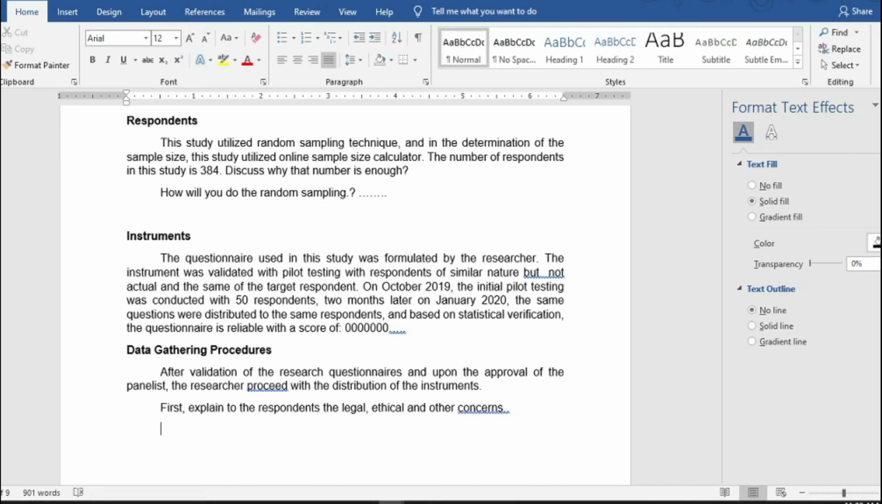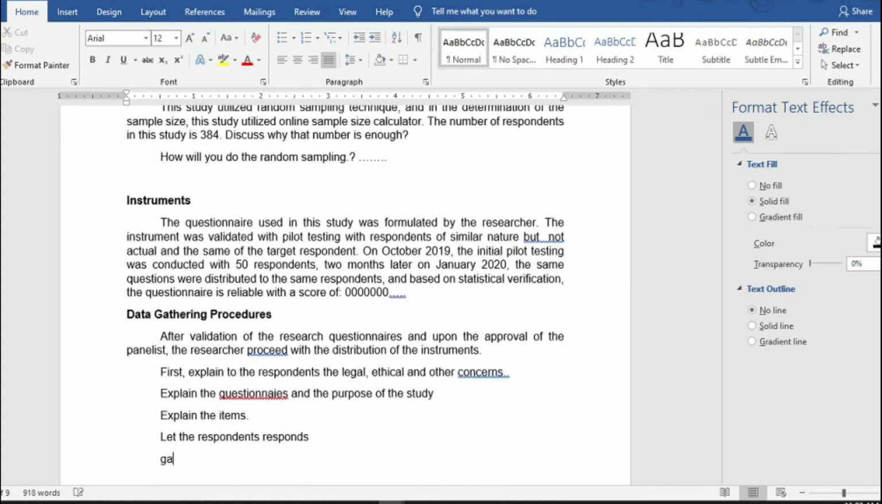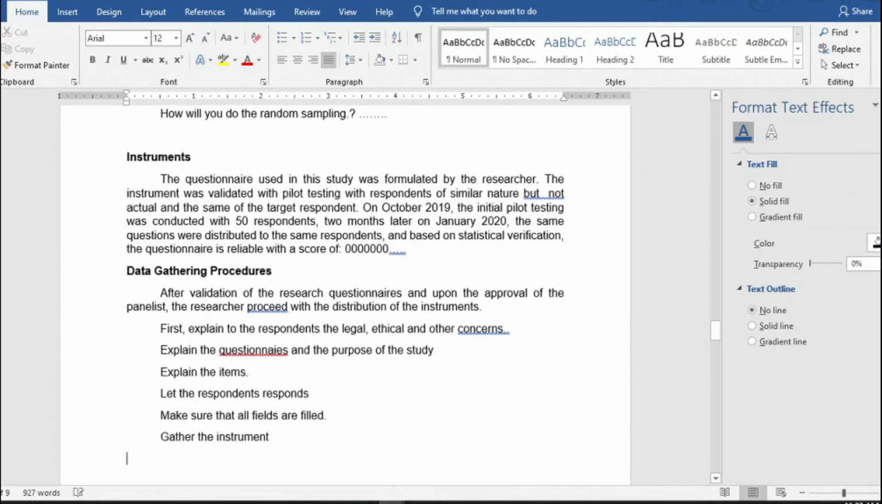Explain the questionnaires and the purpose of the study, explain the items, then let the respondents reply, respond. Note: make sure that all fields are filled. Gather the questionnaires or the instrument. Then tabulation.